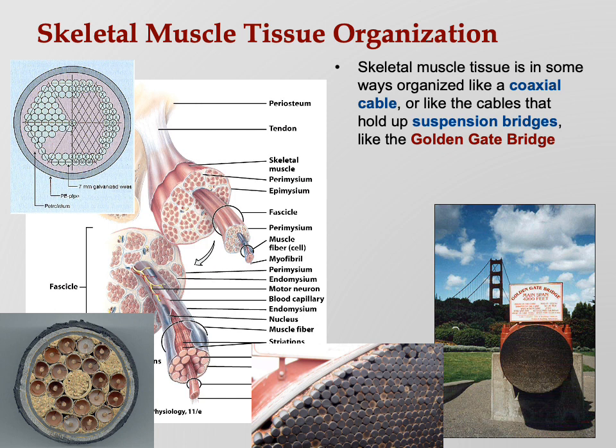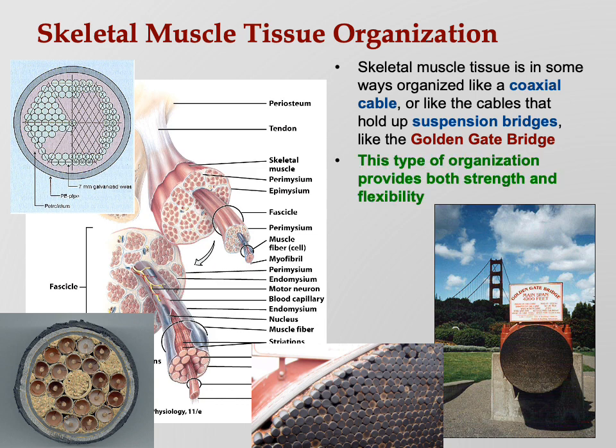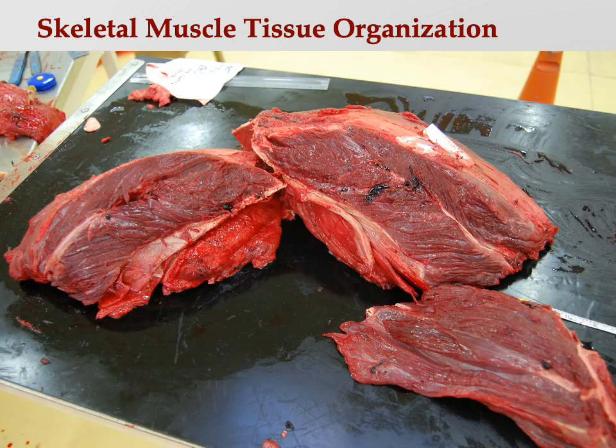And that's why your muscles are made that way. Muscles need to be super strong but super flexible, okay? So that's the idea. That type of organization provides both strength and flexibility. That's why muscles are made that way.